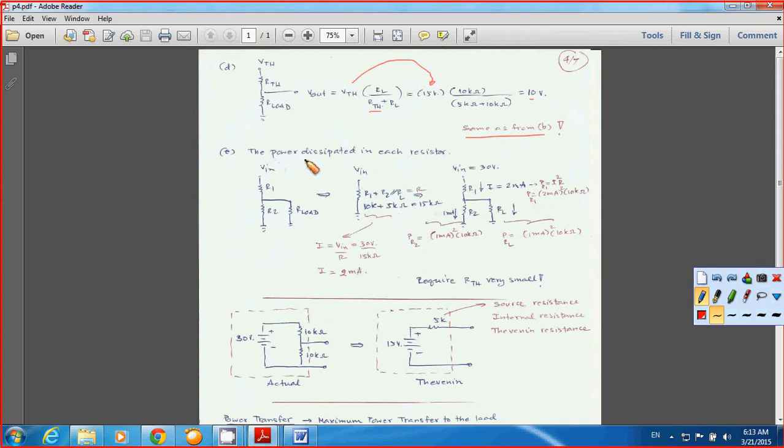Now take a look at the power dissipated in each resistor. This is the actual circuit here. To find the power, you can play around with I and R, because you have R here, so I'm going to use the equation for P in terms of I and R. What you need to do is find the current flowing through each resistor.